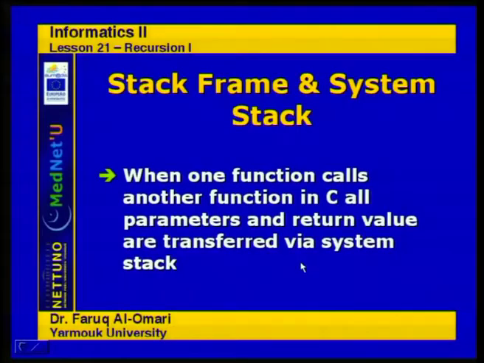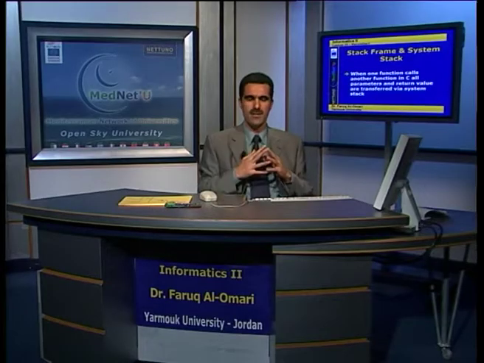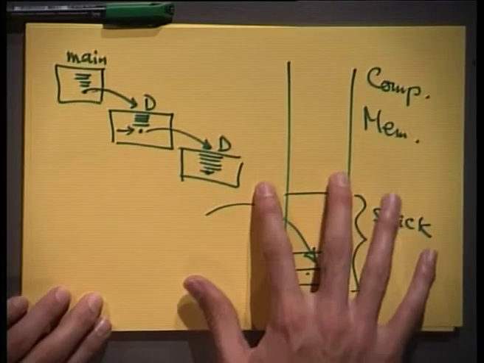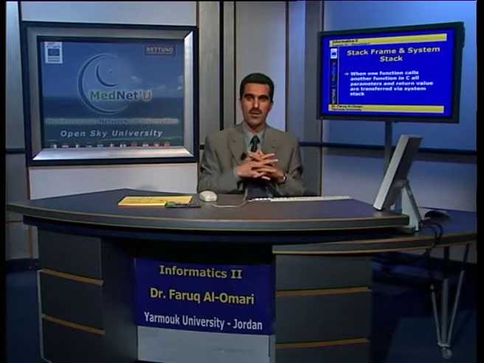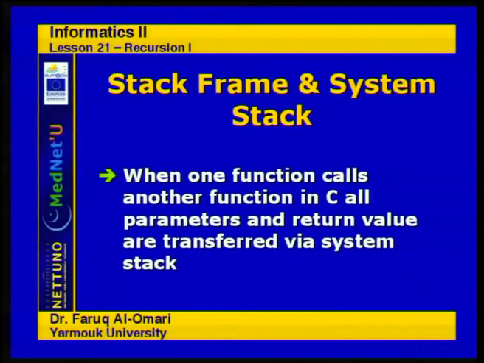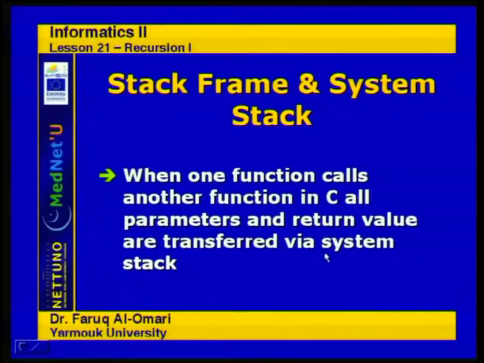Stack frame and system stack. Talking about this stack, we're going to define two basic things. The system stack is a block of memory reserved for pushing and popping information about called functions. So when one function calls another function in C, all parameters that I pass, as well as the return value and the return address, are all together pushed to the top of the stack. So it is transferred via the system stack.